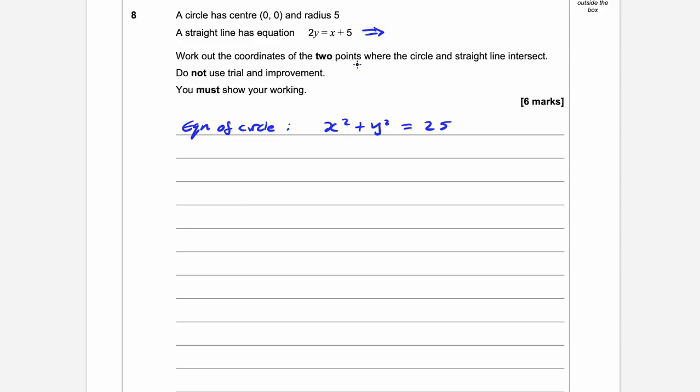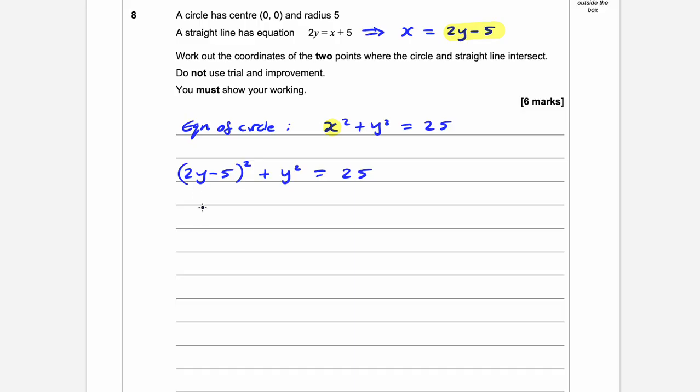So I'm actually going to sub this into this, but I think I would like to make this in terms of x. So x equals 2y minus 5 if I just subtract the 5. Okay, now I can sub this x into here. So I get (2y minus 5) squared plus y squared equals 25.